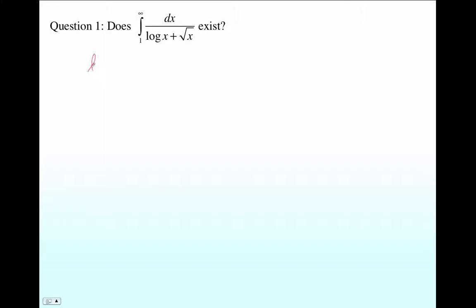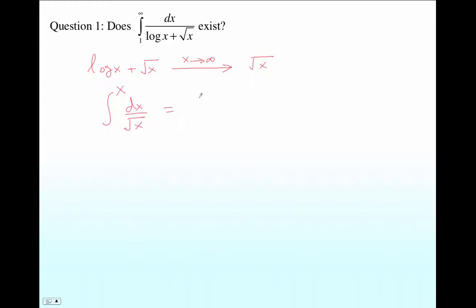And so we can save ourselves a lot of trouble and a lot of work by recognizing that as x becomes larger and larger, this becomes closer and closer to square root of x. In other words, log of x can be neglected. Therefore, what we need to do is integrate up till capital X dx over square root of x.